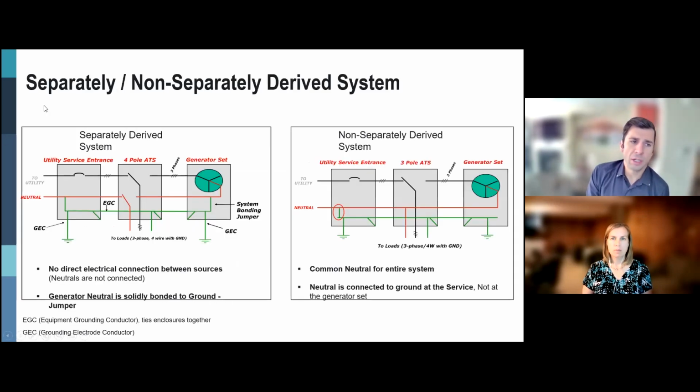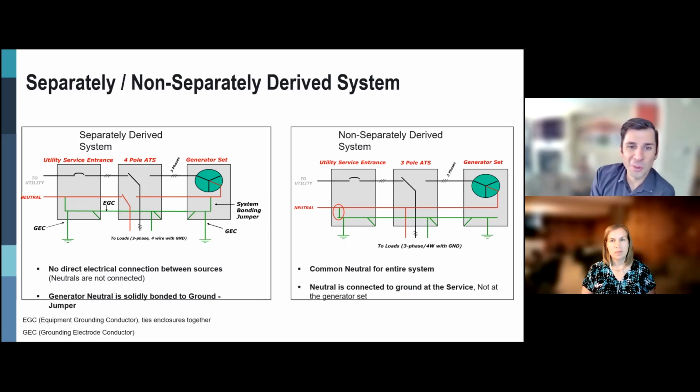So let's discuss a little bit about separately derived versus non-separately derived. You can read the NEC book. I'll give you just a quick summary in one slide. This is a separately derived system with some of the requirements in here. Basically, in a separately derived system, when we switch it requires a 4-pole transfer switch. If we're switching between the two sources, we must break the 3 phases and the neutral. That's it. In a non-separately derived system, the neutral is solid, or connected from one source into another. So you just need a 3-pole transfer switch. That's the separately derived versus non-separately derived.